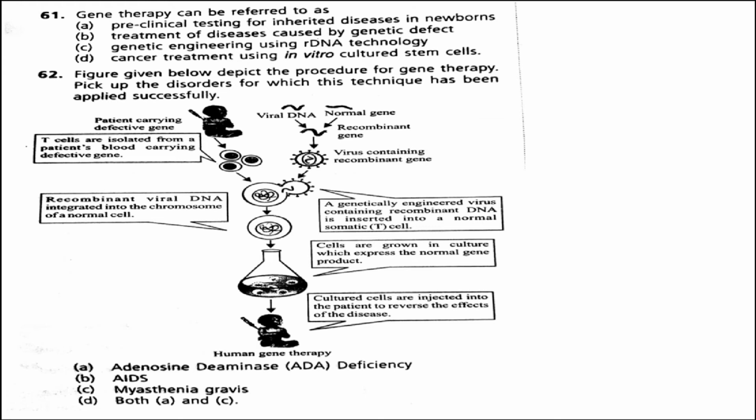Next, the figure given below depicts the procedure for gene therapy. Pick up the disorders for which this technique has been applied successfully. Study this picture carefully. Option A, adenosine deaminase deficiency. B, AIDS. C, myasthenia gravis. D, both A and C. And the answer is option A, ADA deficiency.